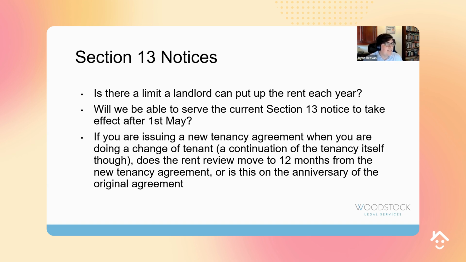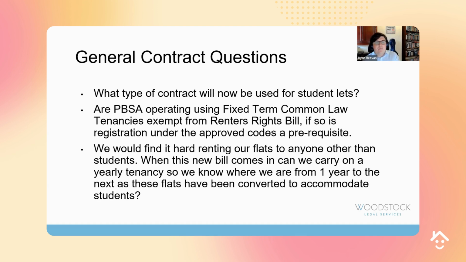So imagine you're creating a new periodic contract after Renters' Rights comes in. The rent isn't changed as part of that. Then I don't see any reason why you couldn't do a Section 13 notice 12 months after the start of the original tenancy, whenever that happens to be. It's just, I think this is a bit of a false dichotomy, because you simply wouldn't give them a new agreement.